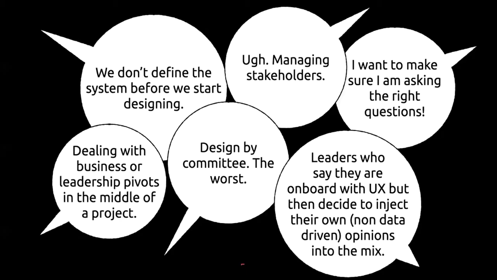Another piece of this, and all of these feed into each other, you could make a big overlapping Venn diagram, is managing your higher-ups and your stakeholders, making sure you ask them the right questions. Leaders pivot right in the middle of a project, throw their opinions in the mix halfway through, and don't define a system before you start designing, so you end up with a whole lot of rework. How do we deal with this?